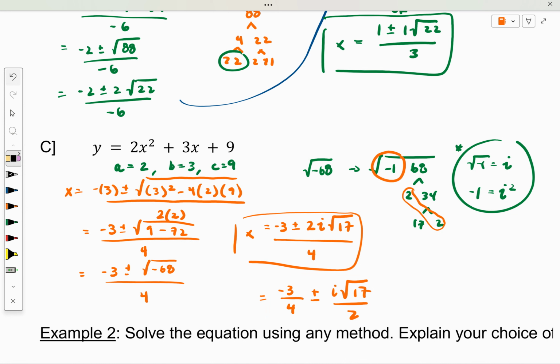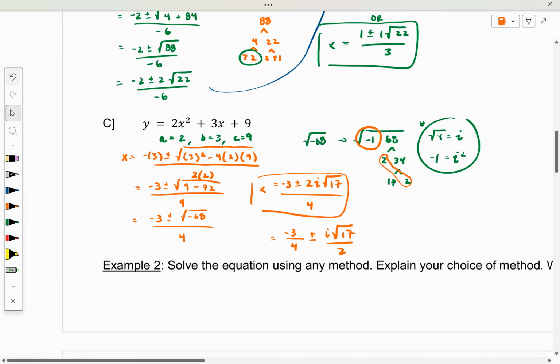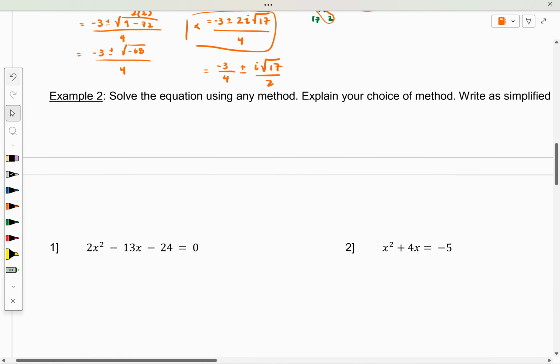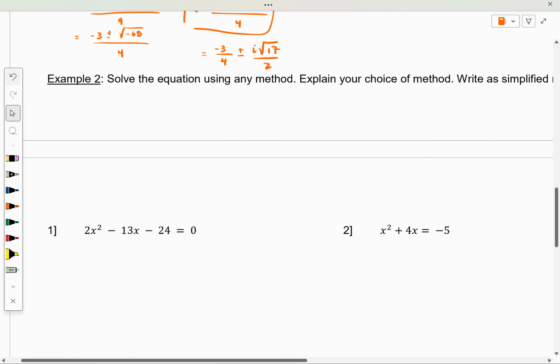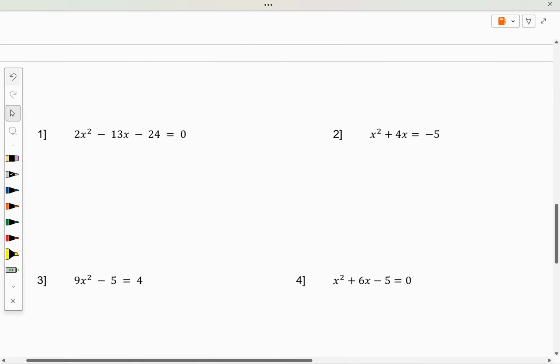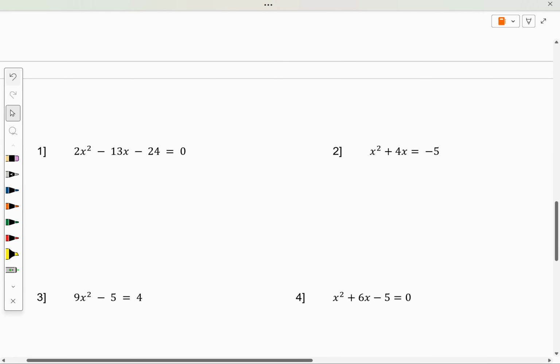All right, and that's it for the quadratic video. There are a bunch of questions on the back side. So it says solve using any method. So you can use any of the methods that you know. Graphing might be a little difficult because there's no graph paper, but you could solve it using the square roots, quadratic formula, or factoring.